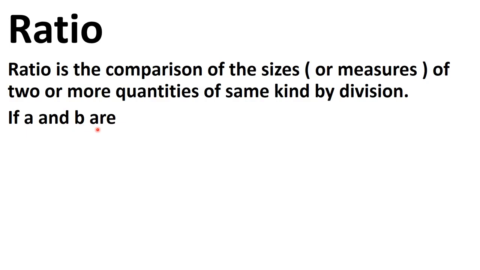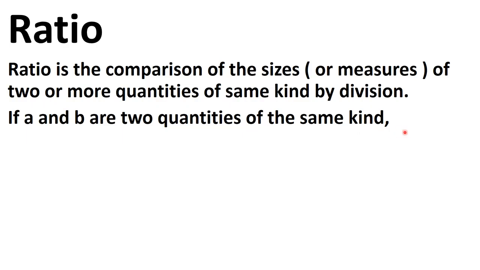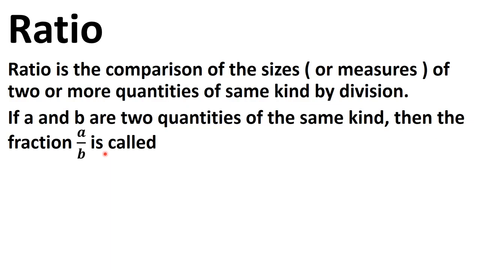If A and B are two quantities of the same kind, then the fraction A upon B is called the ratio of A to B. Meaning, if we have two quantities A and B and we want to find the ratio between them, then we can use the fraction method. We write it as A upon B, and it is called the ratio of A to B.